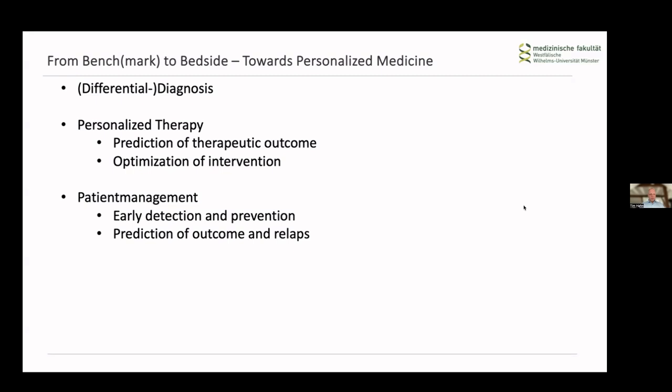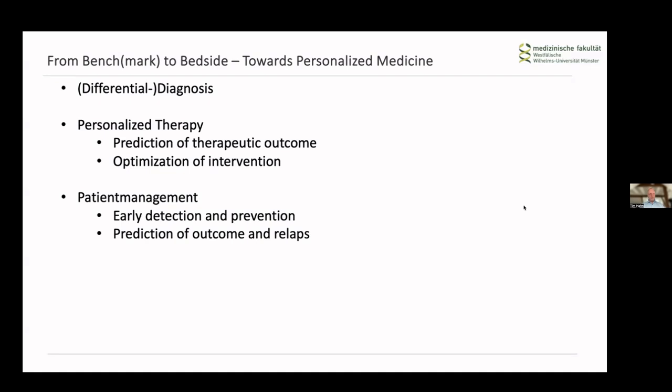The third big pillar is patient management. Many of the diseases that we look at in medicine are chronic across the lifespan, which means that we don't just see patients once, but we see patients time and again during the episodes of their chronic disorder.